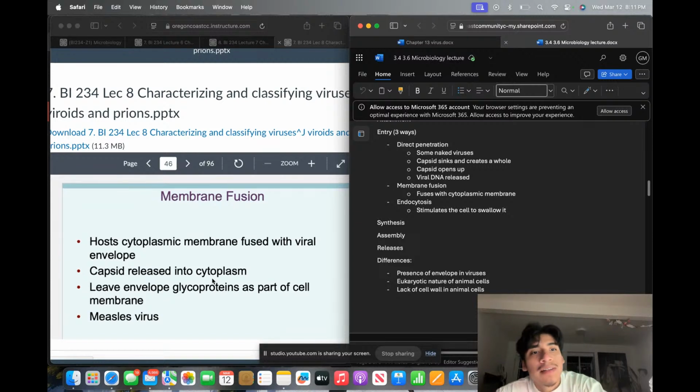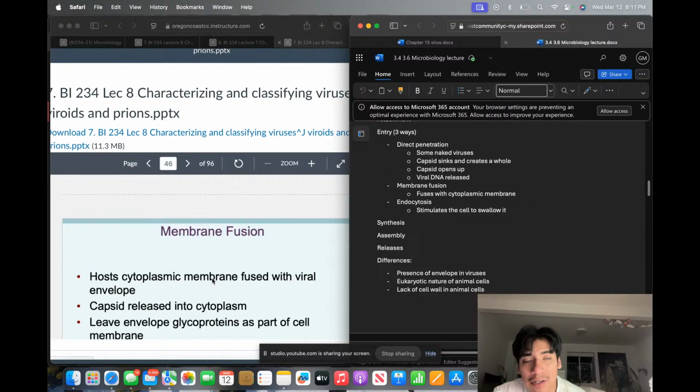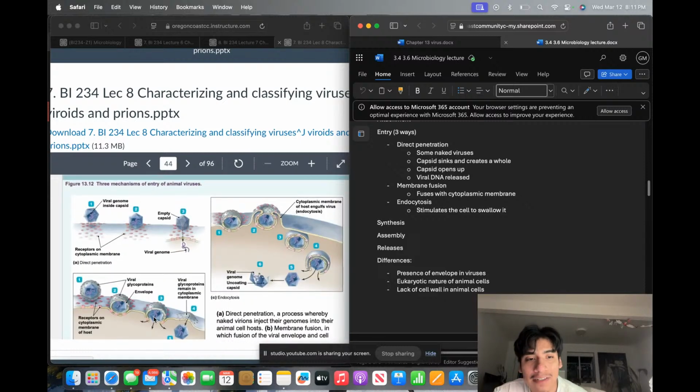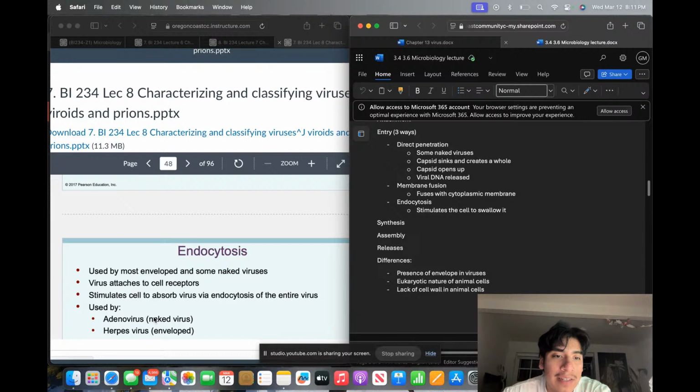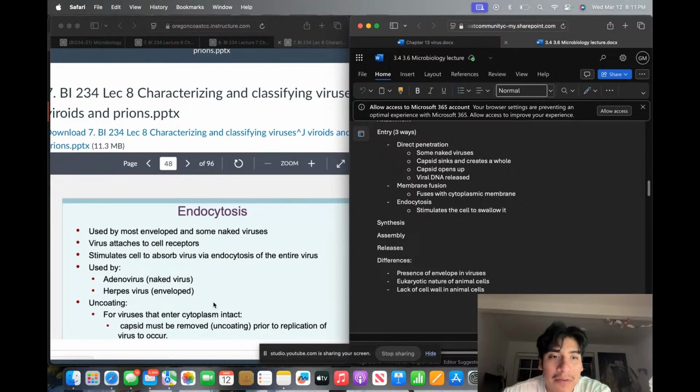Okay, so for membrane fusion, the host cytoplasmic membrane fuses with the viral envelope, and the capsid is released into the cytoplasm. Okay, so that does happen. It leaves envelope glycoproteins as part of the cell membrane. So the membrane is just being left there just because it's fusing. So it's pretty interesting. And so endocytosis is used by enveloped or some naked viruses. I don't know what the point of saying that is because it's either enveloped or not enveloped. Most enveloped and some naked, because the ones that are enveloped are going to have that bilayer. So viruses attached to cell receptors stimulate the cell to absorb the virus. So it's just telling the cell to engulf it.